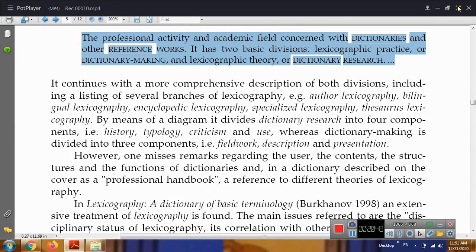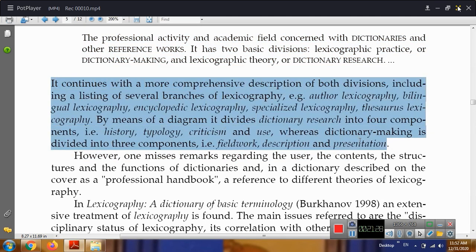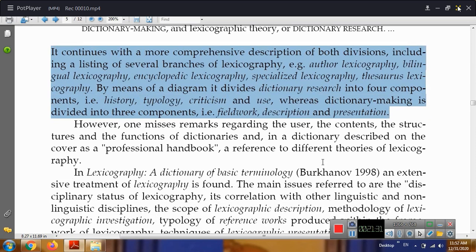It continues with a more comprehensive description of both divisions, including a listing of several branches of lexicography, like author lexicography, bilingual lexicography, encyclopedic lexicography, specialist lexicography, and so on. By means of a diagram, it divides dictionary research into four components: history, typology, criticism, and use. Whereas dictionary making is divided into three components: fieldwork, description, and presentation. You can see some different parts which are connected to the lexicography definition.